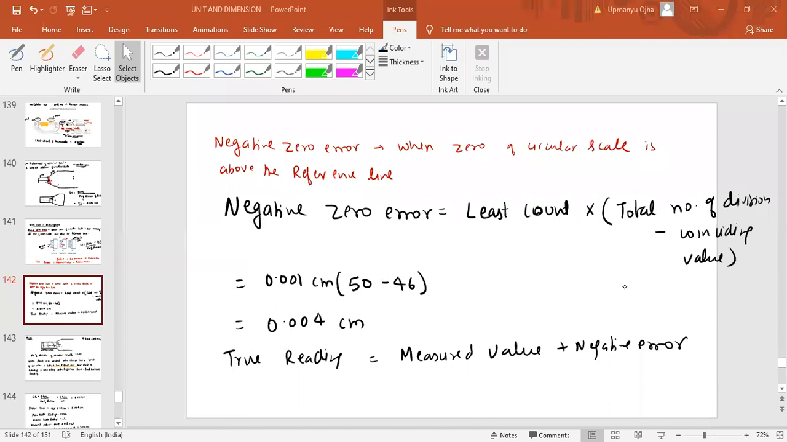zero of the circular scale should be above the reference line. So first thing you have to check is that it should be above the reference line. Then you have to check which is the coinciding part. So in this case, 44th was the coinciding part. So negative error would be equal to total number of divisions, which is 50, minus coinciding value, that is 44, into least count. Okay, fine.